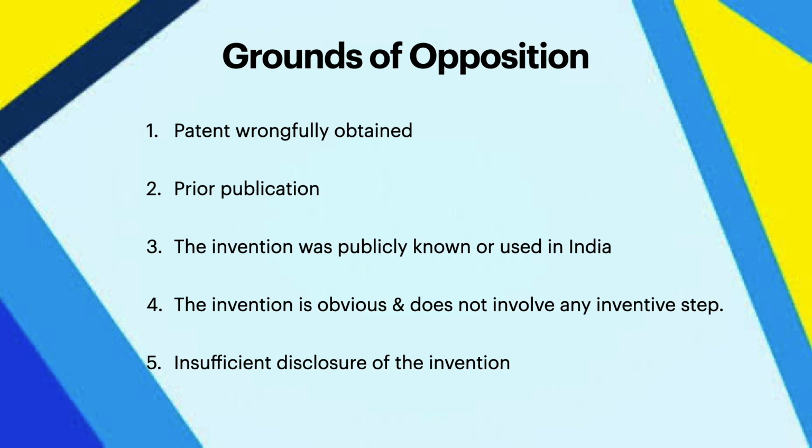Number 5, insufficient disclosure of the invention. That means you have not disclosed the complete source of the invention. How did the idea begin? Like we said in the second step of granting a patent, remember? In the complete or provisional specification, you mention in detail how the idea crossed your mind, what raw materials you have used, and how you came across this invention.